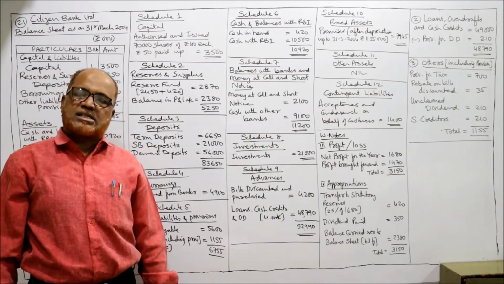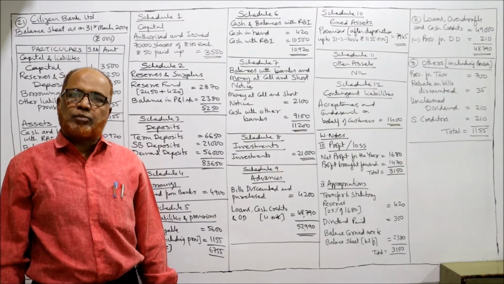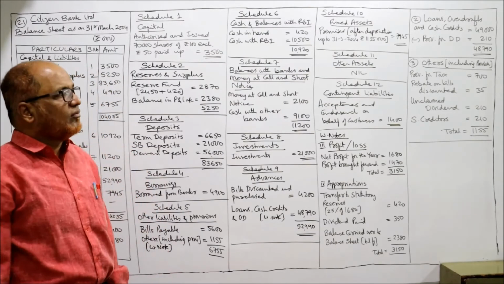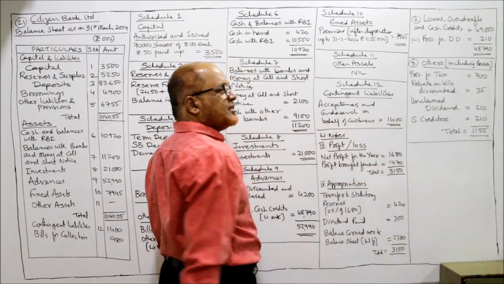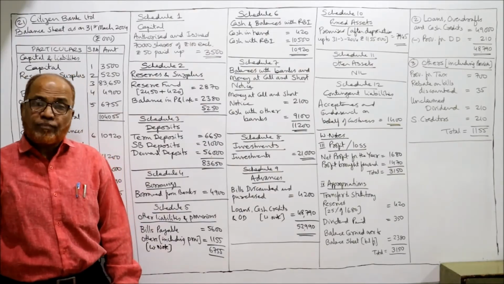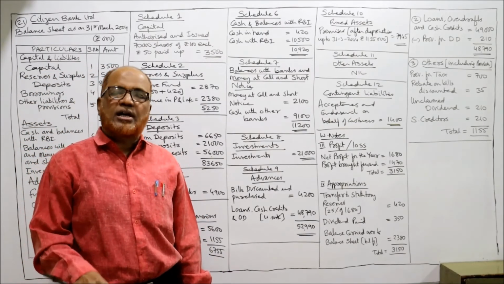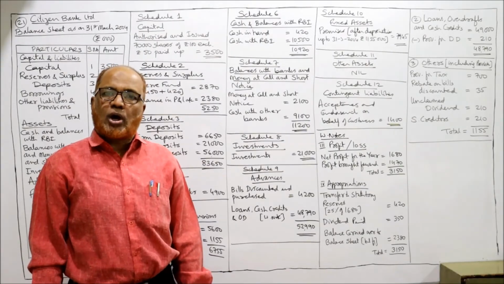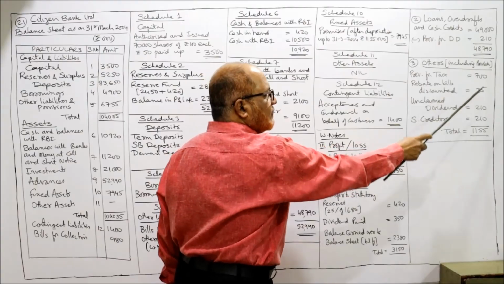Secondly, provision for taxation. The provision for taxation was also deducted in getting the net profit. That provision for taxation will be taken in others including provisions. Provision for taxation 7 lakh. Apart from that, rebate on bills discounted was also deducted while calculating the profit. So how much was the rebate? 35. So rebate on bills discounted 35.